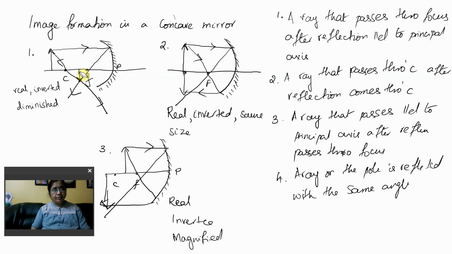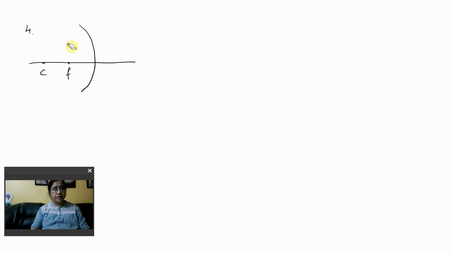Case 4. This is my focus. This is my C. Where have I placed the object so far? Beyond C. I have placed it on C. Then I have placed it in between C and F. Now it has to be placed where? It has to be placed on F. My object has to be placed at F.